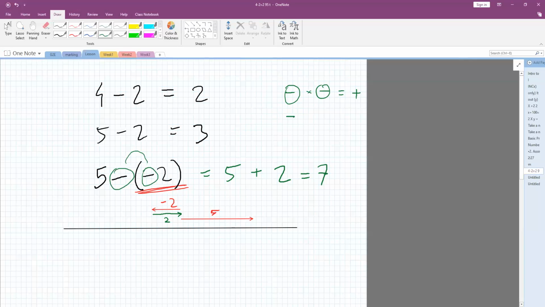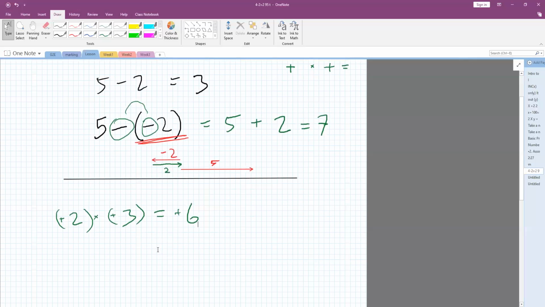Okay, look, if you have plus times plus, for example, 2 times 3, what do we get? So if I have 2 positives here, for example, 2 times 3. 6. It's a plus. It's a positive, yes? Okay.